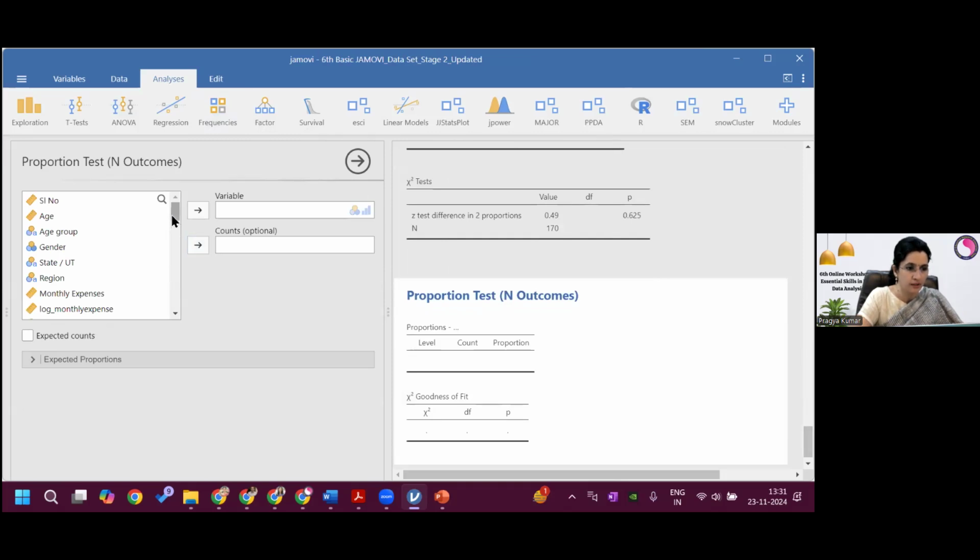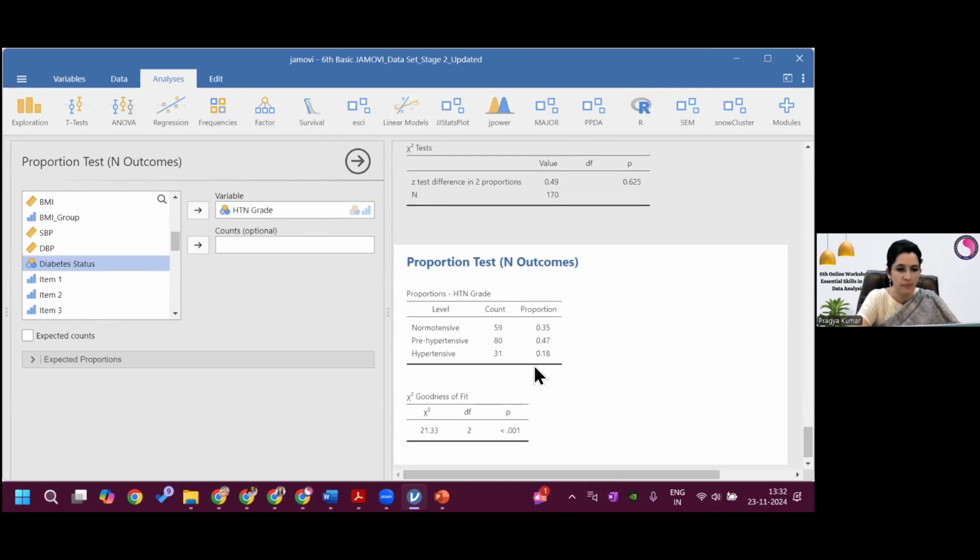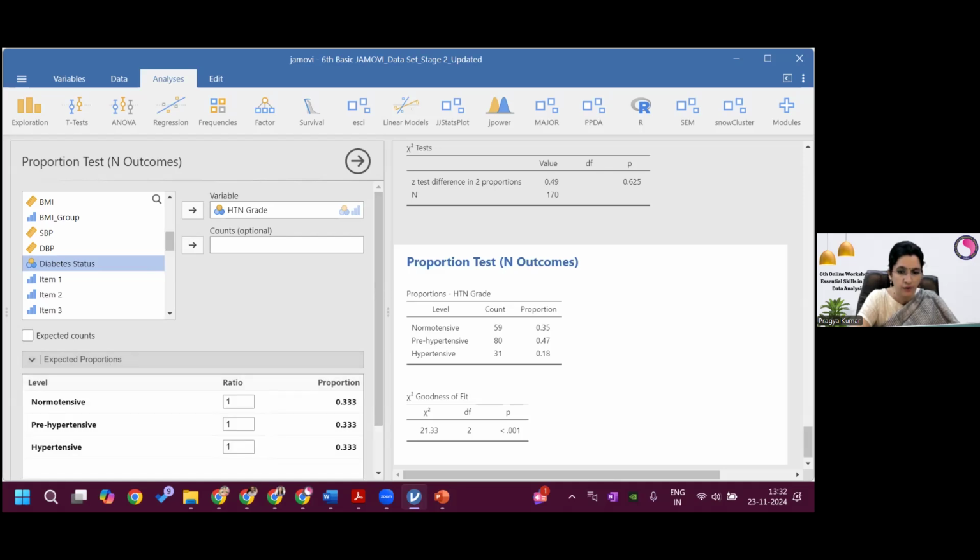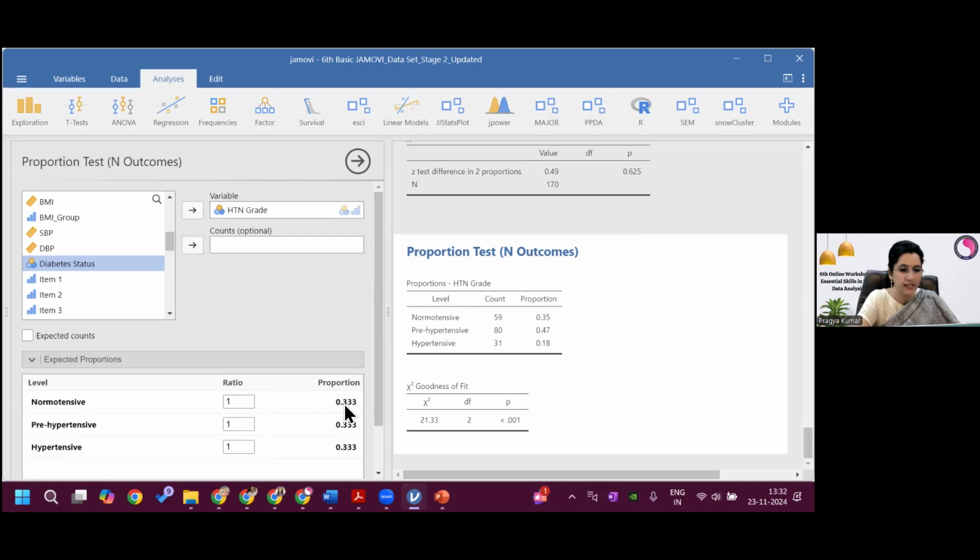So how will I do? Because you can see there's only one window here, so I will put this hypertension. Okay. So this is hypertensive, normotensive, if you see the proportion. Now I have to specify. So this is your observed. Now if you click this, it has taken equal of all these three levels if I don't write the proportion.